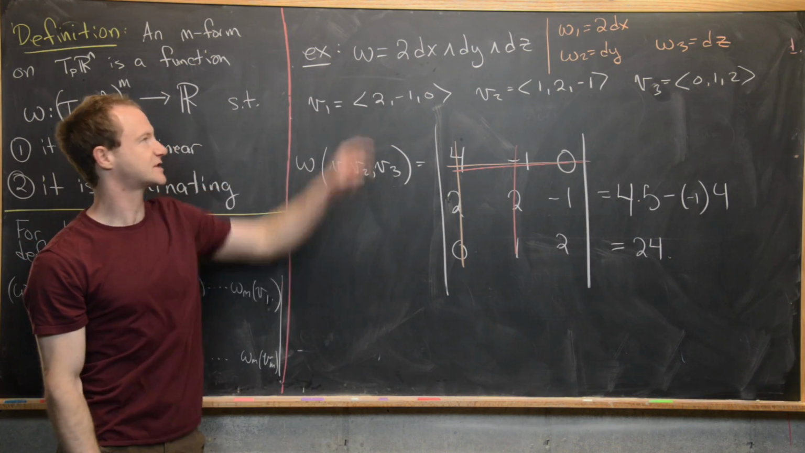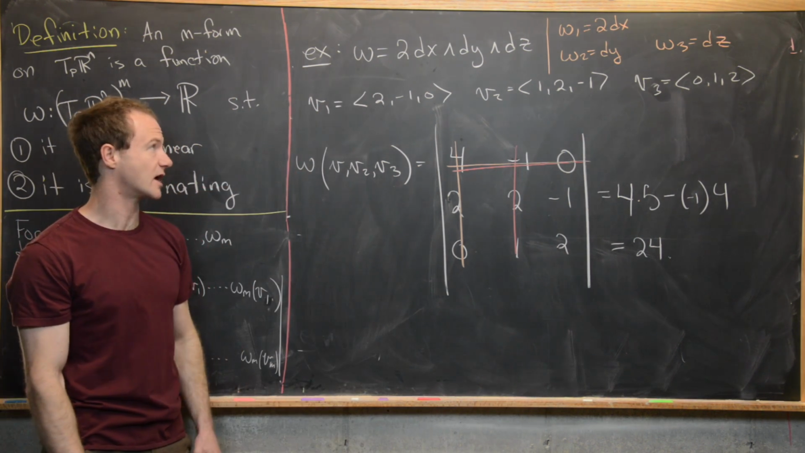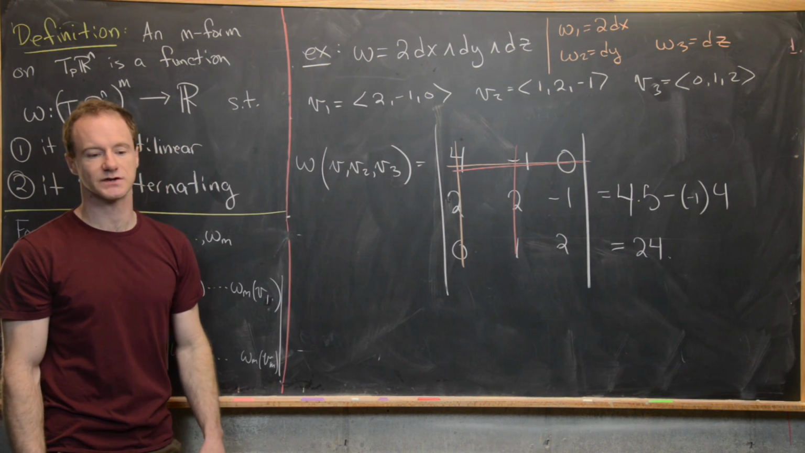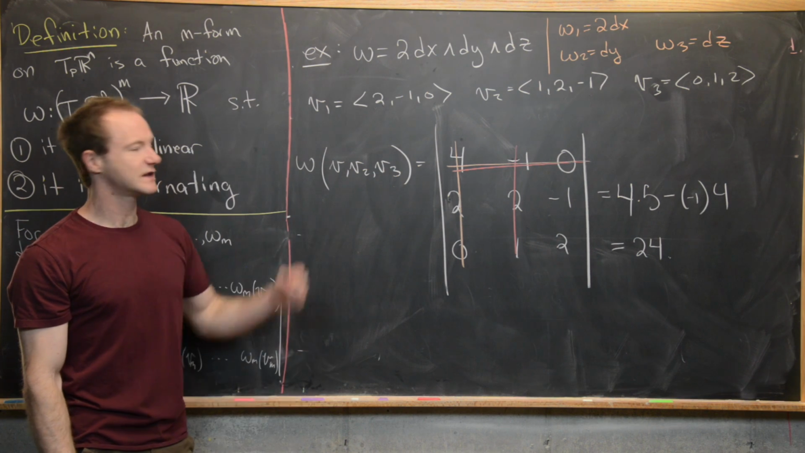So that's what we get for this three form, which is defined as the product of 3 one forms evaluated at these 3 vectors. Okay, so I'll clean up the board and we'll do one.